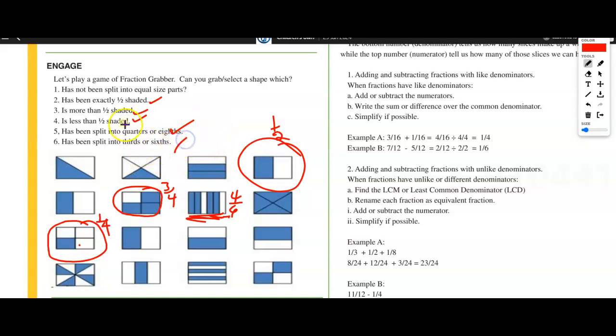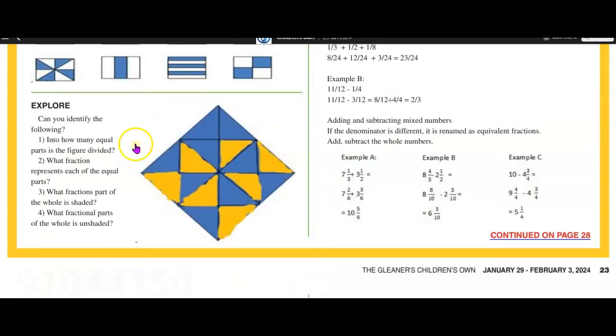Quarters, eighths, sixths. Has not been split into equal parts. I'm not seeing that one. If you see that one, then you help me with that one, okay?